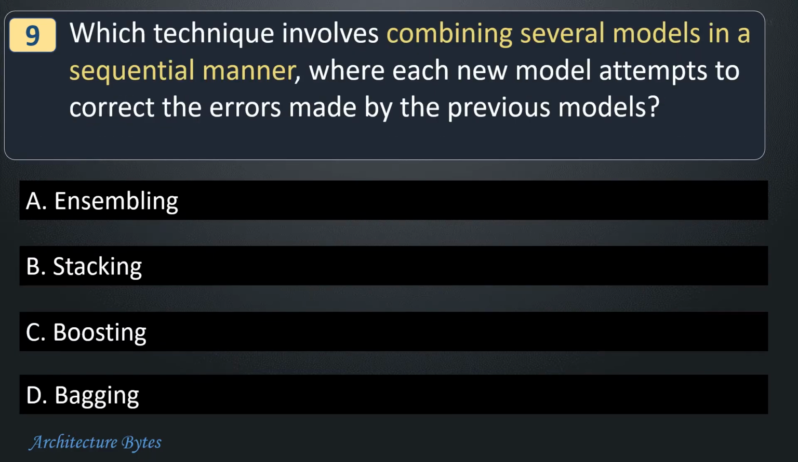Which technique involves combining several models in a sequential manner where each new model attempts to correct the errors made by the previous models? Our options are A, ensembling, B, stacking, C, boosting, or D, bagging.